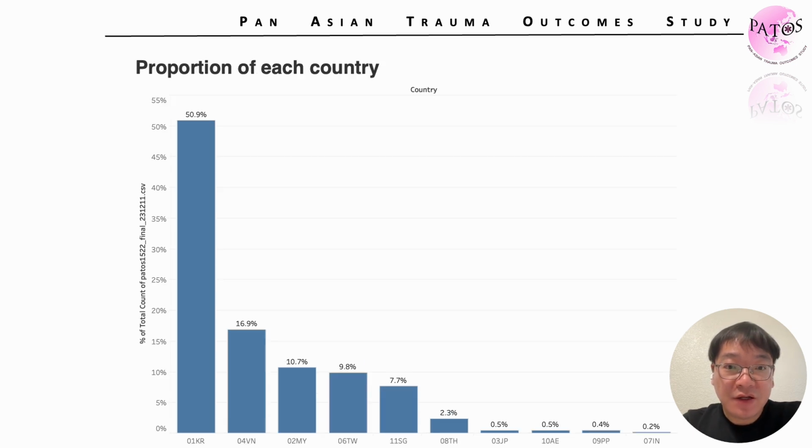And this graph shows the proportion of each country's entered data amount. Korea is about half of the whole database, Vietnam about 17%, Malaysia and Taiwan about 10%, Singapore about 8%, and Thailand about 2%. Data entry amounts vary by country.